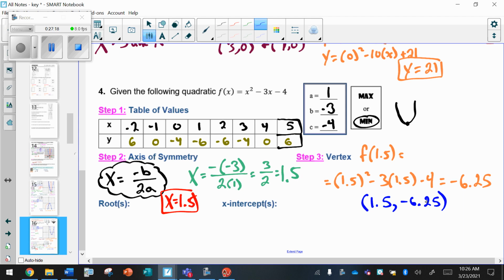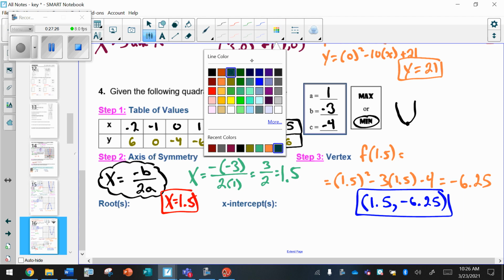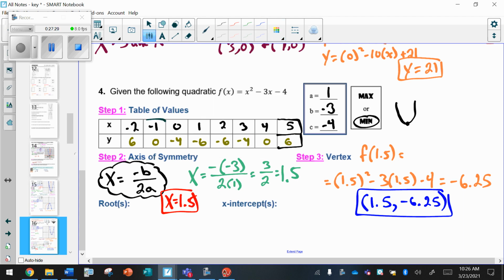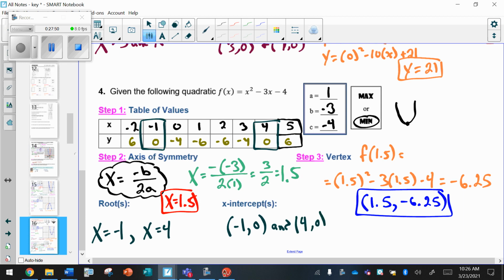Okay, so then how do I figure out the roots if we don't have a graph? Well, if we don't have a graph, then the next best thing we're going to look for is our table of values, and we're looking for our roots. The roots come when y is 0. So our roots are at an x value of negative 1 and an x value of positive 4, because those are the x's when y is 0. As intercepts, we write them as coordinate points, negative 1, 0, and 4, 0.